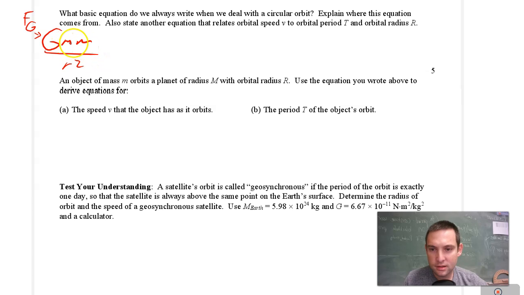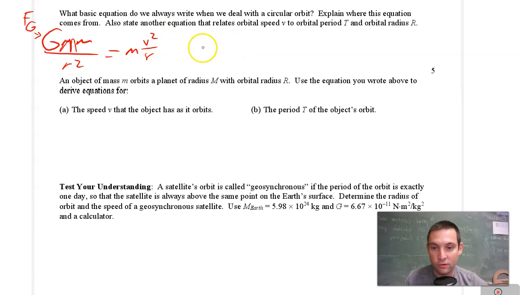where G is a constant. I guess we have a big M in there. Big M is the central body, little m is the rotating body, and r squared is the distance between them, usually the average distance between them, if it's not a perfect circle. We have all of that equals the centripetal force, mass times centripetal acceleration, and centripetal acceleration is v squared over r. F equals F. That's it.